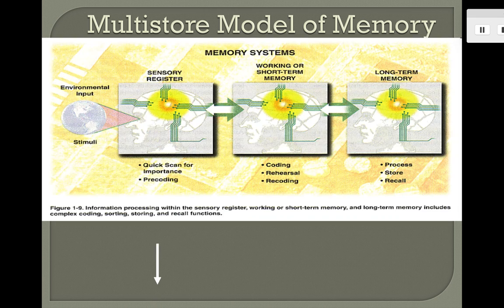So if we look at the multi-store model of memory, what does it really look like as a graphical representation? This is what my multi-store model of memory would look like. At the initial stage, we have the environmental input, or the stimulus, occur. Think of it as you walking through the street and all of a sudden you see a bird. So you look at the bird, and now what do you want to do?